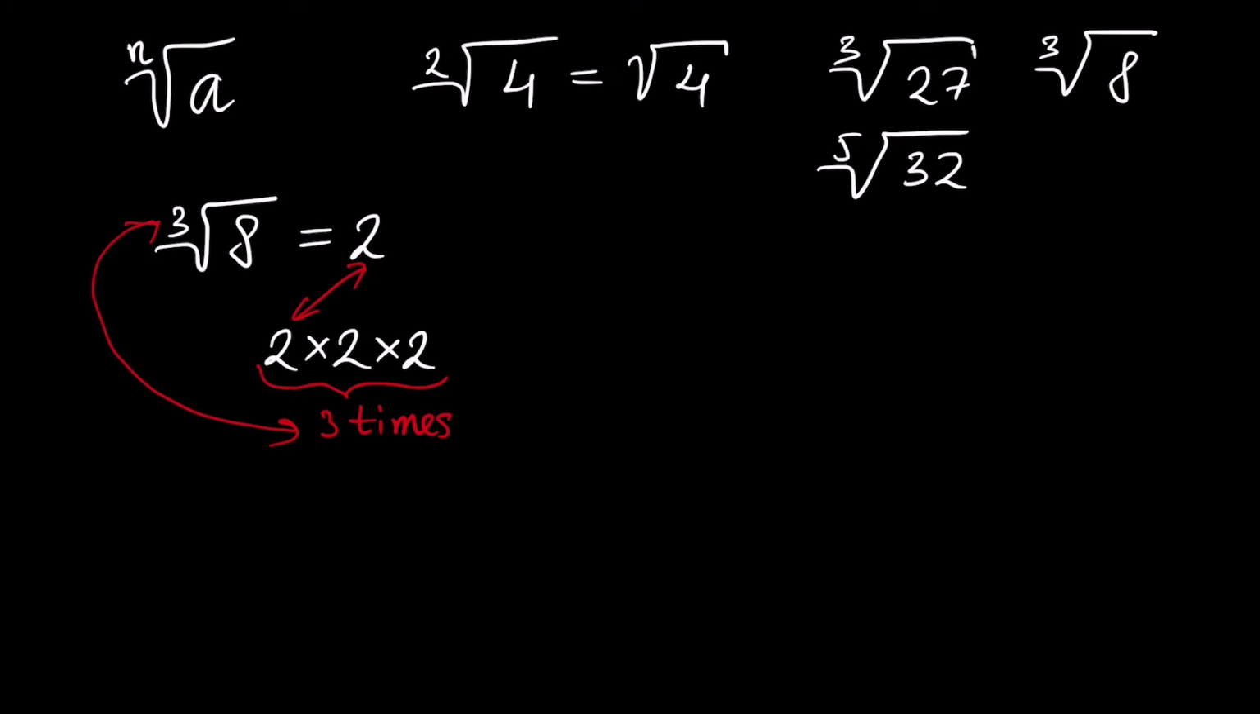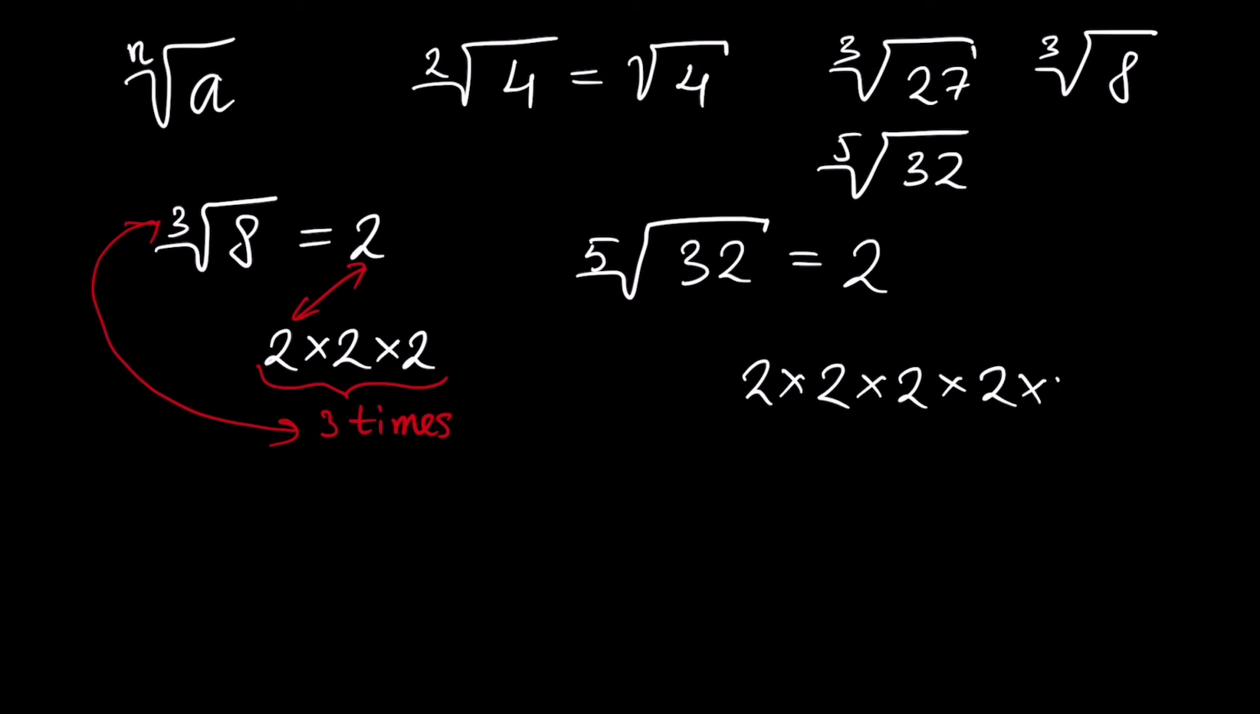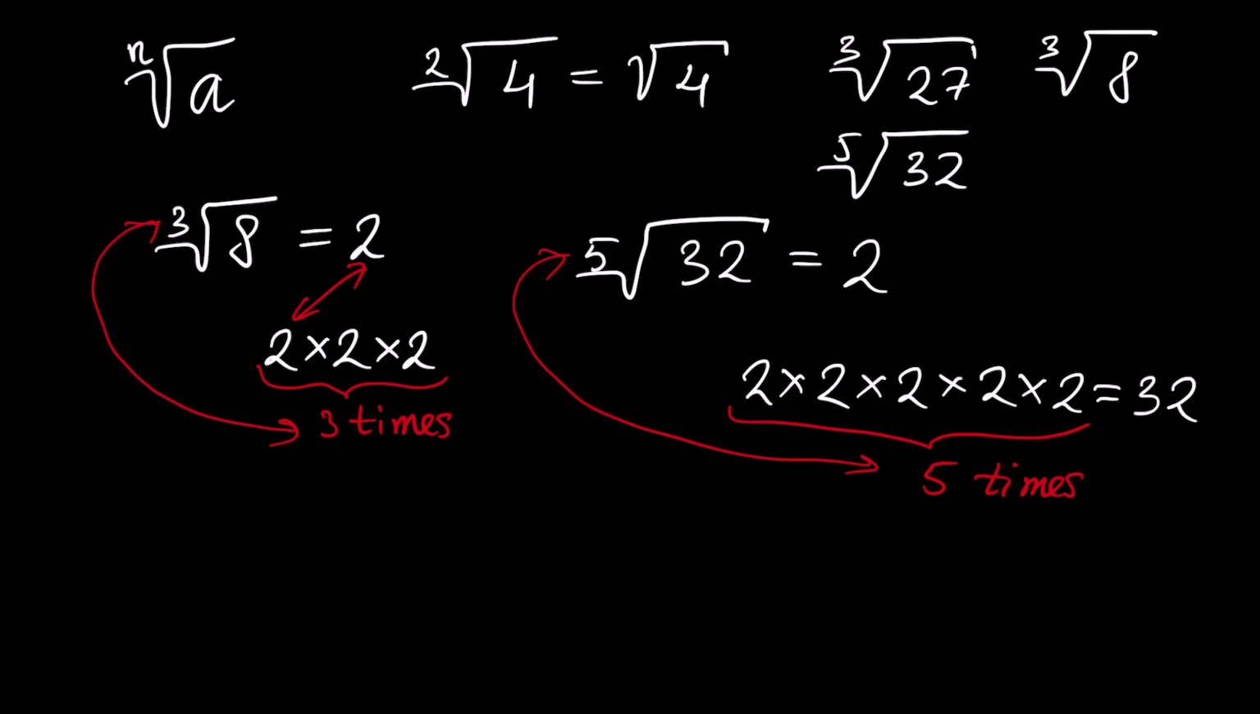Once again, for example, the fifth root of 32 is also 2, because we have to multiply 2 by itself. And we have to take 2 five times. Why 5 times? Because the power of the root is 5. And what number did we take and multiply by itself? We took it 5 times to receive 32. What number? This number is 2.